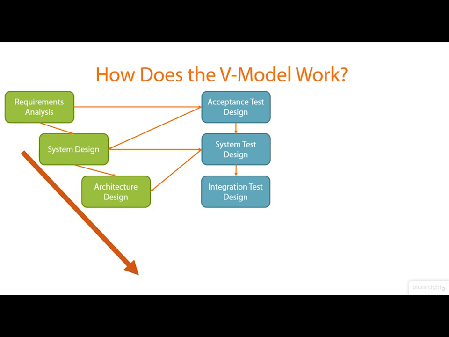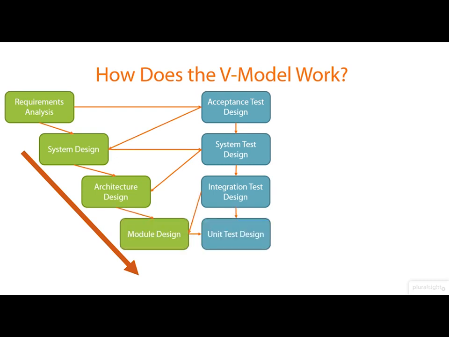Architectural specifications are understood and designed in this phase. Usually more than one technical approach is proposed, and based on the technical and financial feasibility, a final decision is taken. System design is broken down further into different modules taking up different functionality. This is also referred to as a high-level design. The data transfer and communication between the internal modules and with the outside world and other systems is clearly understood and defined at this stage. With this information, integration tests can be designed and documented during this phase.